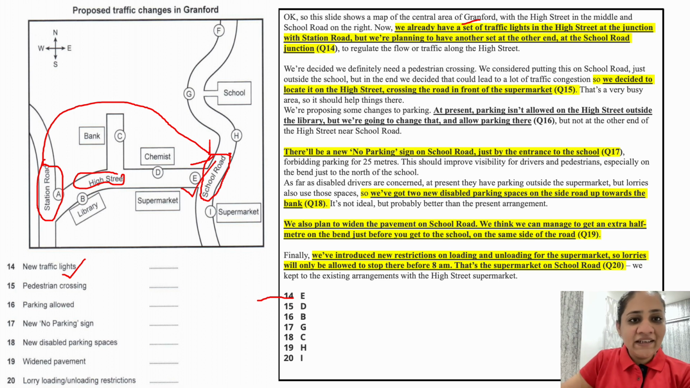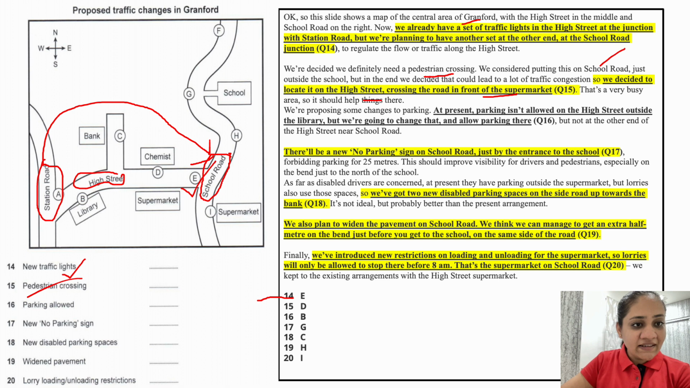We have decided we definitely need a pedestrian crossing. Okay, so pedestrian crossing is my keyword over here. We considered putting this on the school road just outside the school, but in the end we decided that could lead to a lot of traffic congestion, so we decided to locate it on the high street crossing the road in front of the supermarket. Initially they had another idea and then they changed the idea due to the traffic congestion. So after changing the idea, we decided to locate it on the high street.